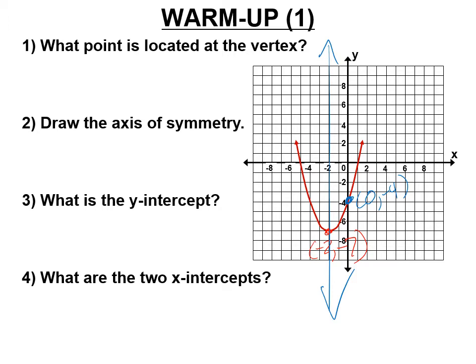What are the two x-intercepts? The two x-intercepts are 1, 0 and -5, 0. And the x-intercepts have a name. They're called the roots of a quadratic function. So whenever we say we're going to find the roots, we're actually going to be finding the x-intercepts.